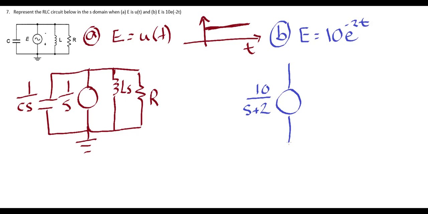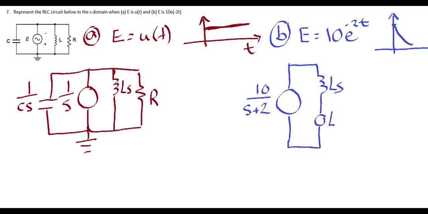Here we do have an initial energy, because we draw this. It starts at 10 and it decays. So the inductor has its own initial source, so Li(0), initial energy. The R is just R.